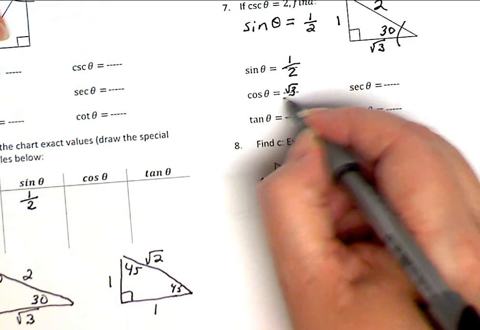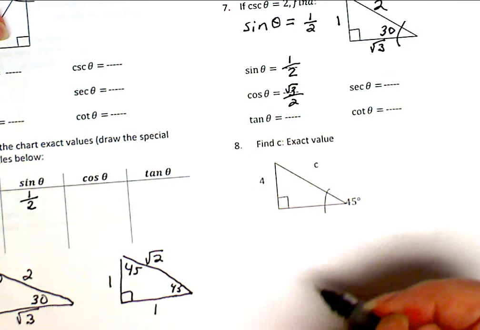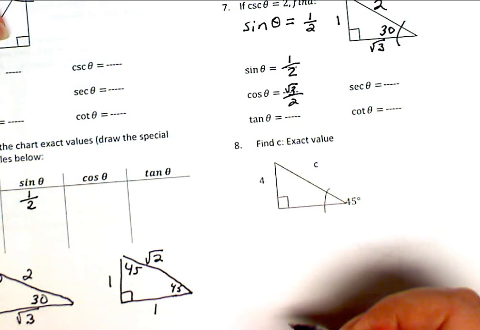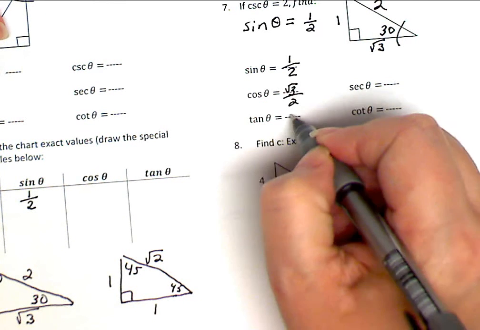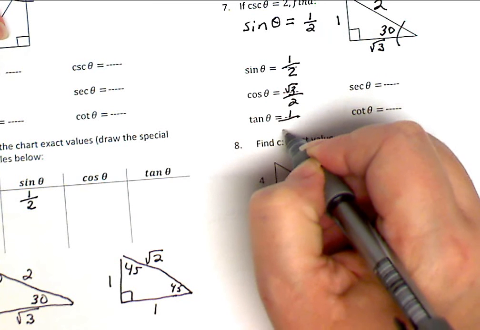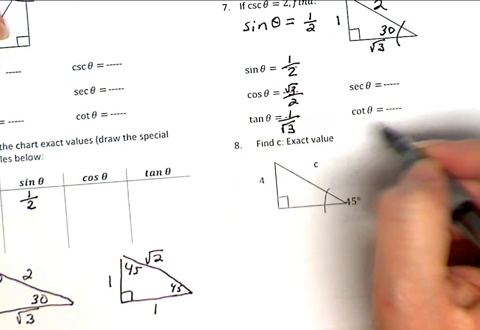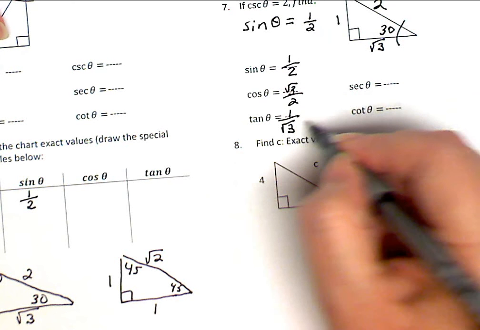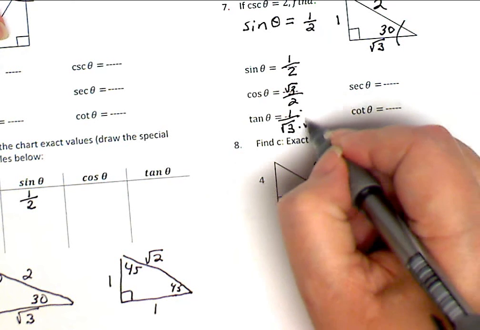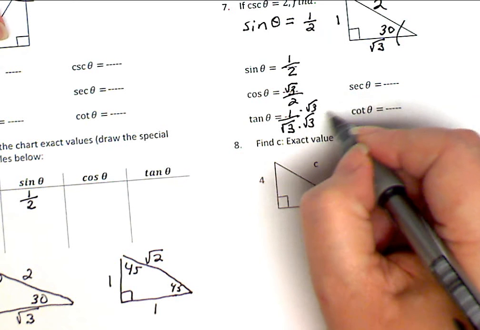Wait, I want to answer one. Okay, you answer tangent. Opposite, which is 1, over square root of 3. Then what? Rationalize by the square root of 3, so square root of 3 over 3. That's right. I got the next one to be the total square root of 3.